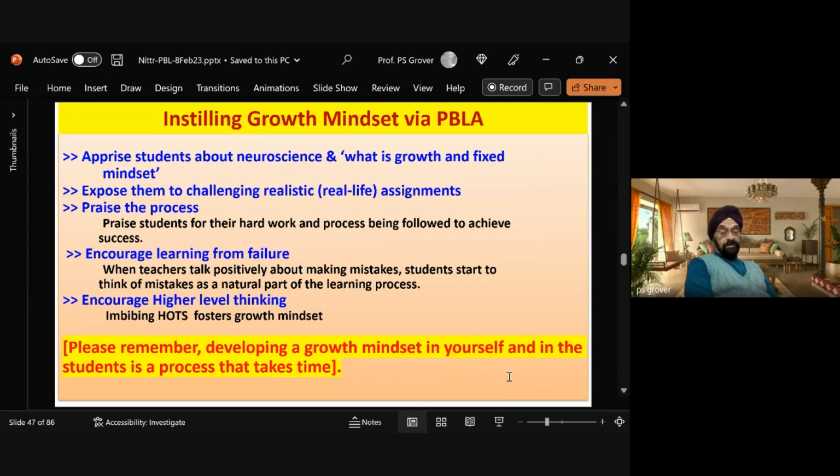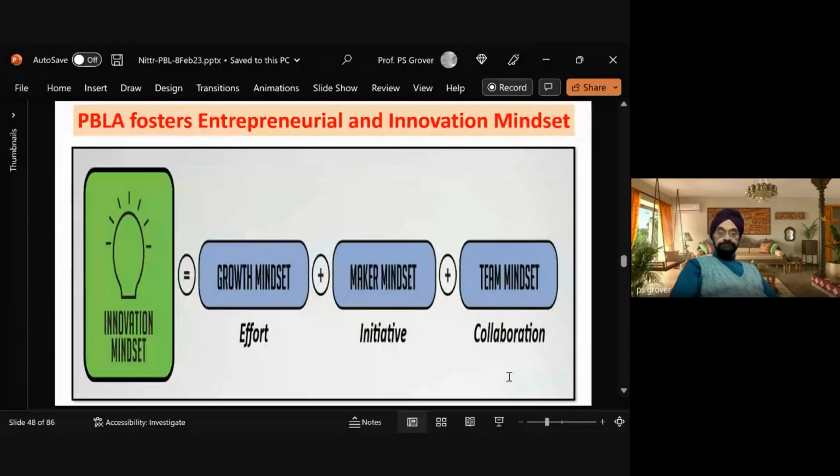Please remember, developing growth mindset in yourself and the student is a process that takes time. But the first thing is to become familiar. You will become familiar when you decide what learning you expect from a particular project.